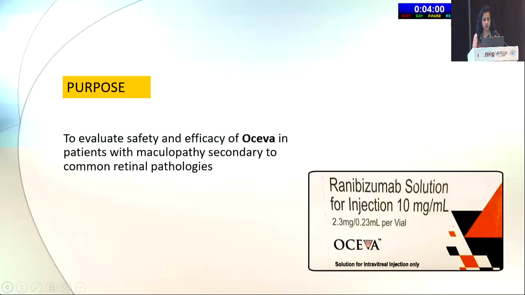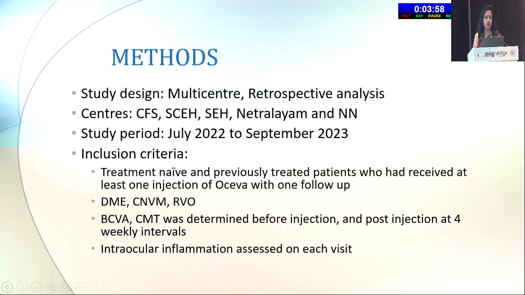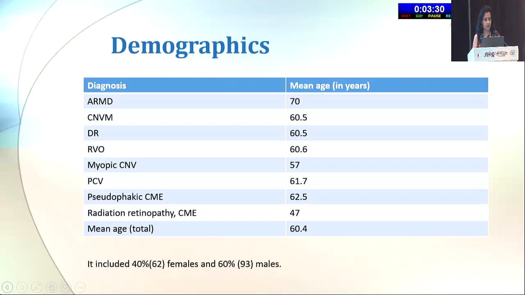Now coming to our experience, we wanted to look at the safety and efficacy of Ociva in maculopathy secondary to common retinal pathologies that we see in our practice. The study period was between July 2022 and September 23 because we wanted to have a good follow-up on these patients. Both treatment naive and pre-treated patients who received at least one injection were seen for at least one follow-up to see the response. Commonly used conditions such as DME, CNVM and RVO were included. We looked at the visual acuity outcome and the central macular thickness determined before injection and at 4 weeks post-injection, and any intraocular inflammation if noted.